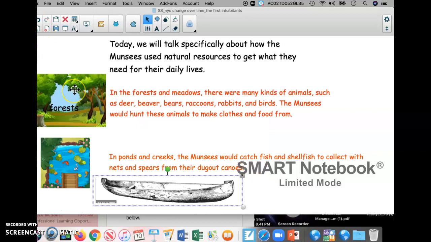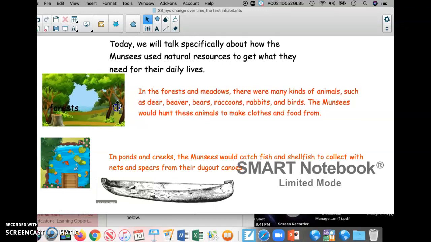So today what we're going to talk about specifically is how the Muncies used natural resources to get what they needed for their daily lives. So natural resources are just what they get in nature. And what do they do? How do they get their food? How do they get their clothes? How do they get everything?